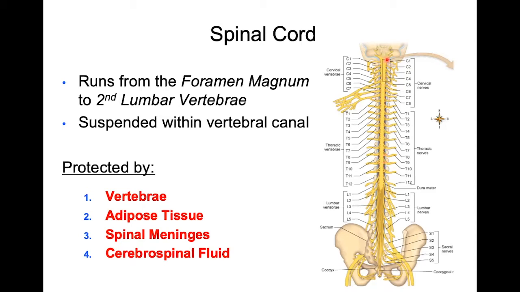Now, similarly to the cranial region, where we had cranial meninges, we also have spinal meninges that surround the spinal cord and run down the entire length of it. And then lastly, we have protection from the cerebrospinal fluid. So not only does the cerebrospinal fluid bathe the external aspect of the spinal cord through that subarachnoid space, but it also bathes the internal aspect of the spinal cord down through that central canal.